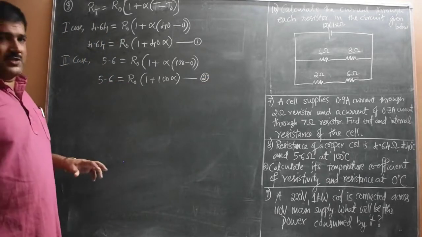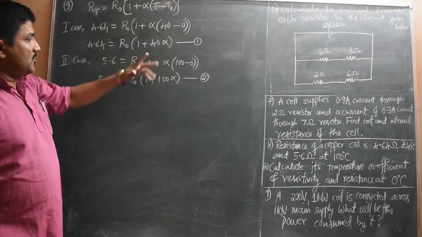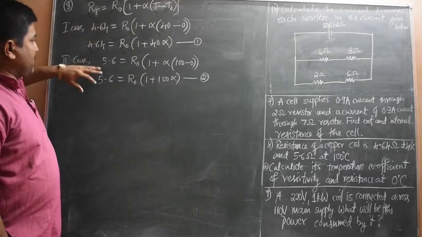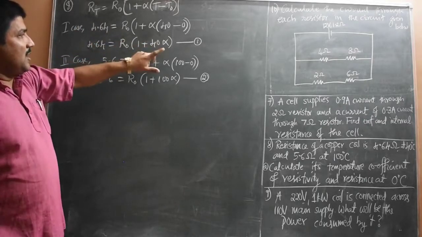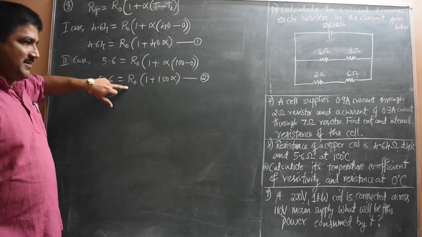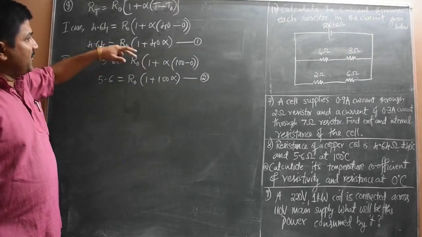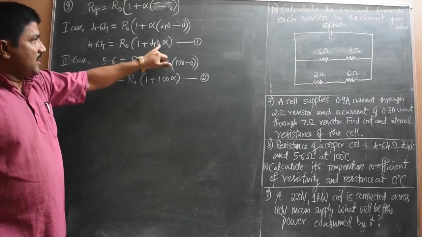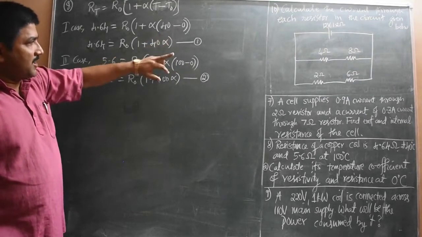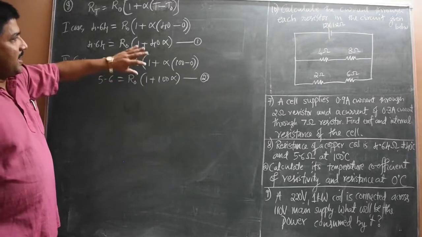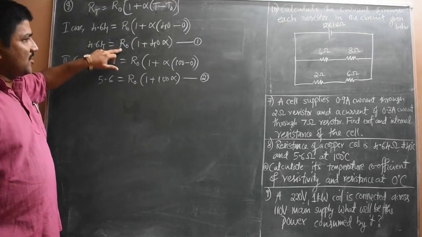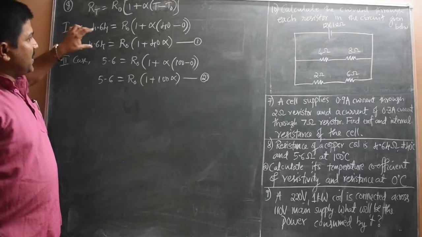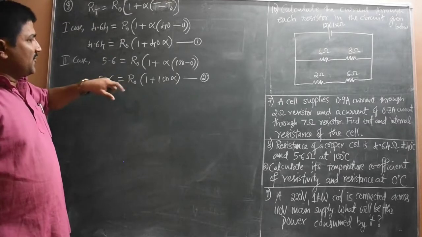Now to solve these two equations, R naught and alpha, two unknowns, two equations. We can divide one equation by another, then we will get the value of alpha because R naught cancels. Or we can multiply 2.5 to the first equation, so 2.5 into 40 is 100 alpha. When you subtract one equation from another, alpha cancels, only R naught remains. So we can get the R naught value first. Then to get the alpha value, substitute in either equation 1 or equation 2.